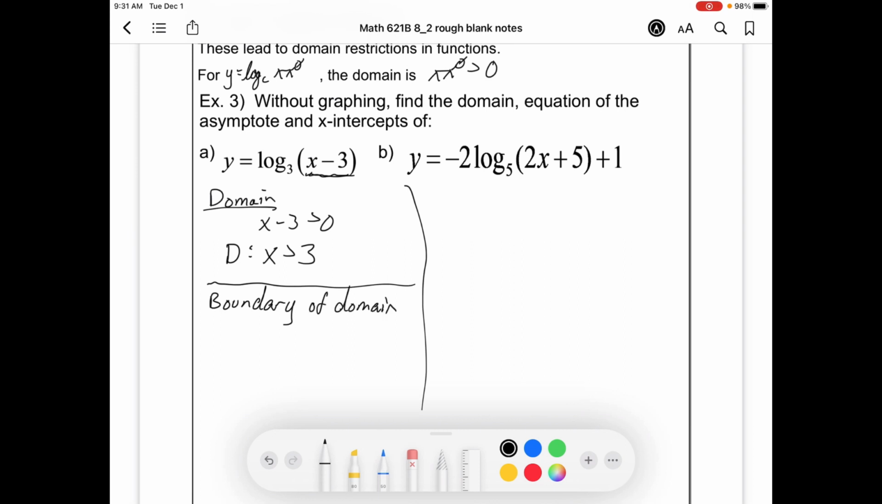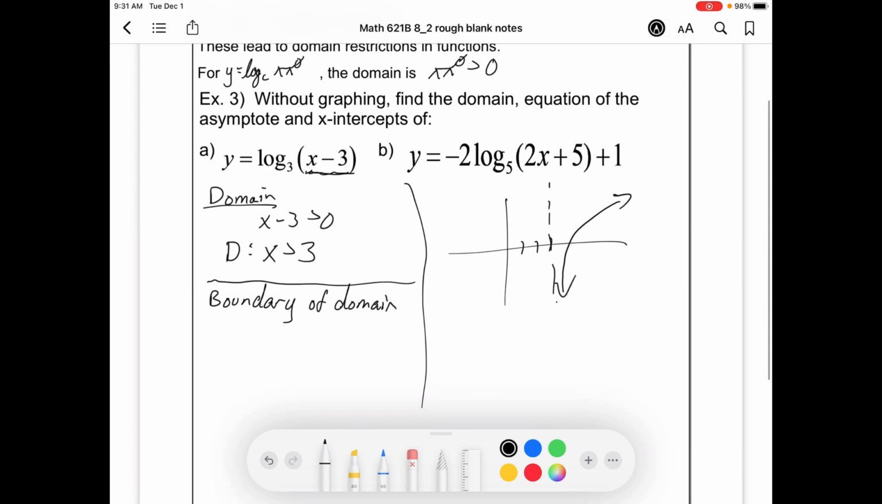And if I actually did a rough sketch of this, it's going to be something that's moved 3 to the right, and it's going to go up like this. Okay, there's a rough sketch of this one.